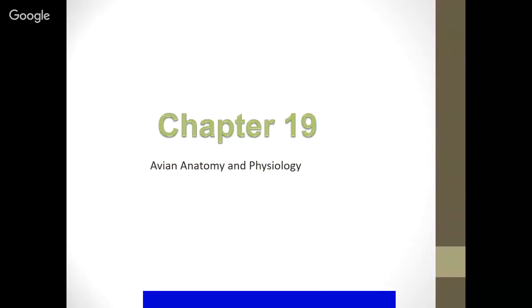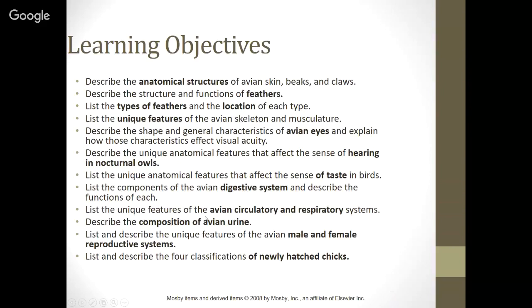Okay, we're going to be talking about Chapter 19, which is Avian Anatomy and Physiology, and we'll finish up with a few things to watch out for when you see your bird at the veterinarian. Learning objectives today will include describing the anatomical structures of avian skin, beak, and claws, so the integument.